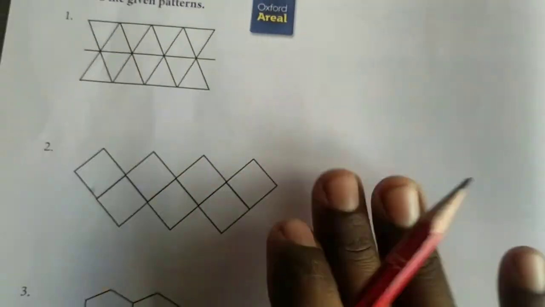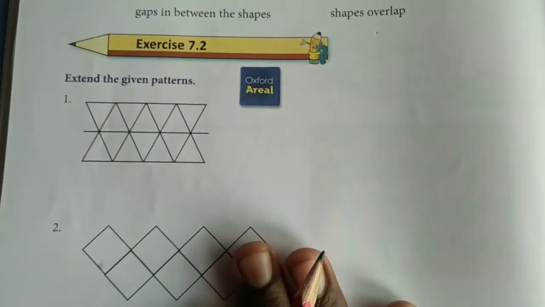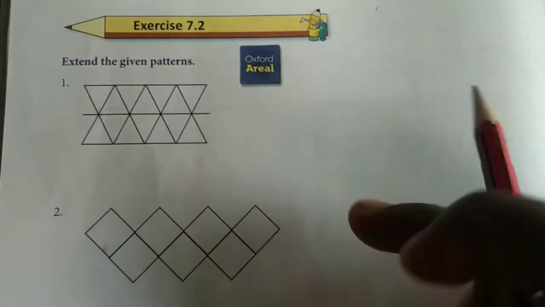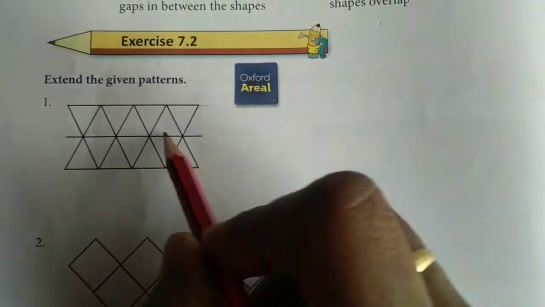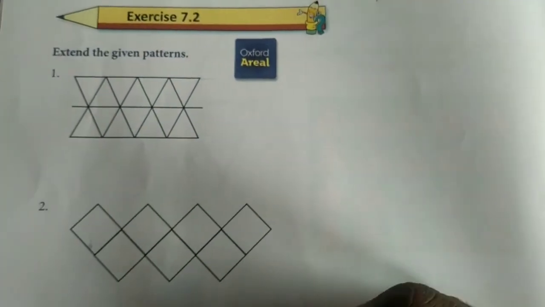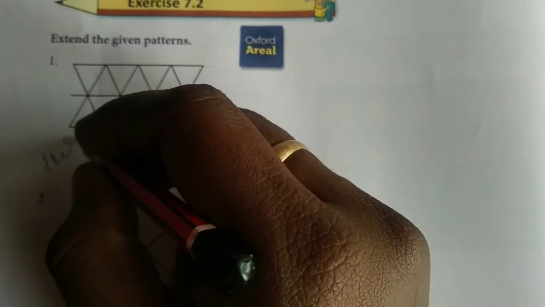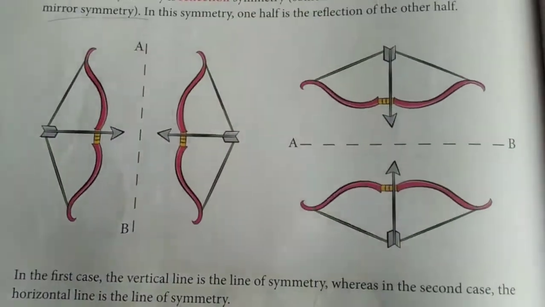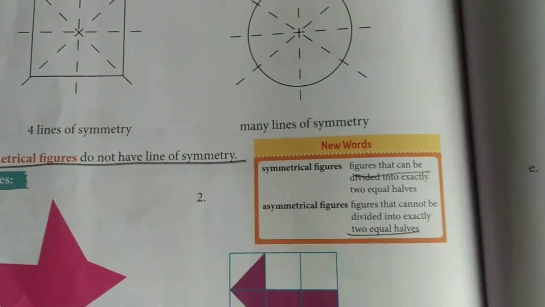Here is an interesting activity: 7.2, extend the given pattern. You should draw like this. Whatever is given, you just continue. These 3 shapes are there. This is a small homework for you. Please do this, children. So 7.2 is homework for you as well as 7.1. Try to finish this.